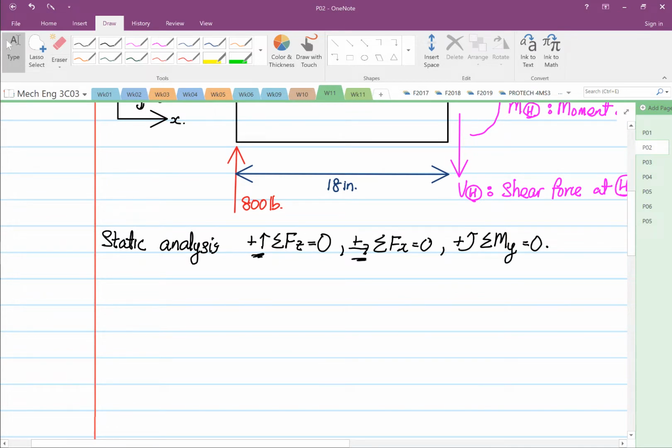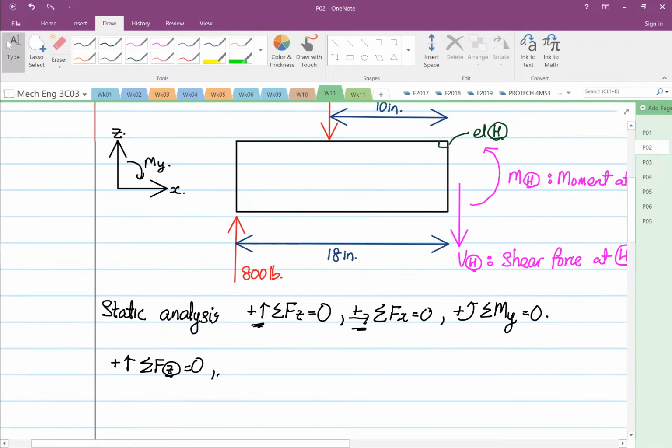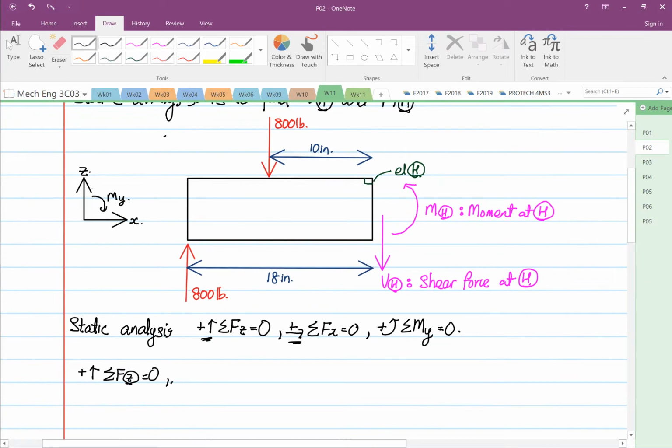So what we're going to do now is positive going up, summation of forces in the z direction equal to 0. So you have the 800s: plus 800 minus 800 minus V at point H. So V at point H will be equal to 0. This is good news, so there's no shearing stress or shearing force acting on the shaft at point H.